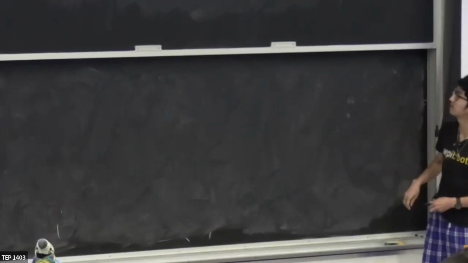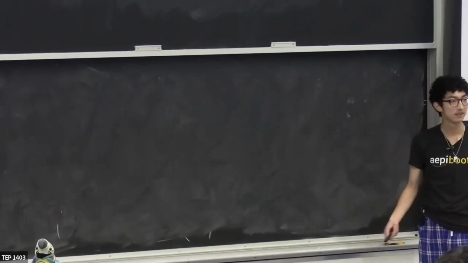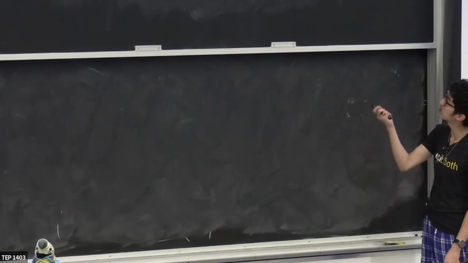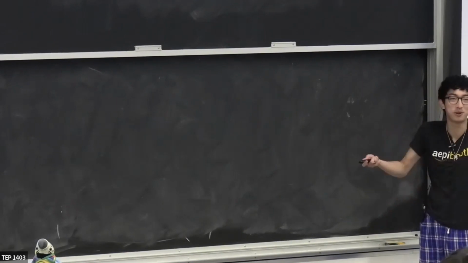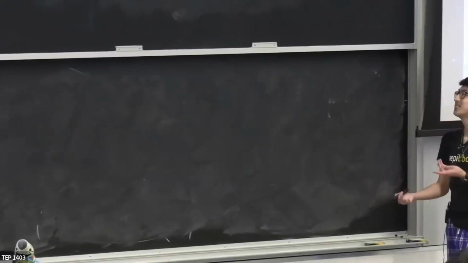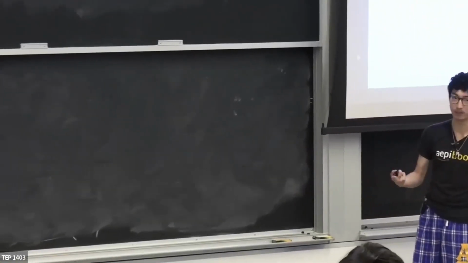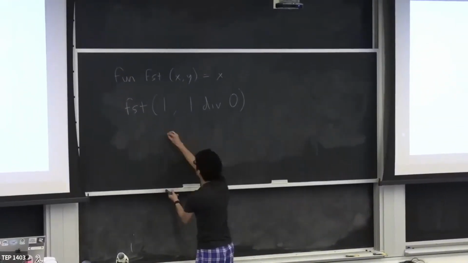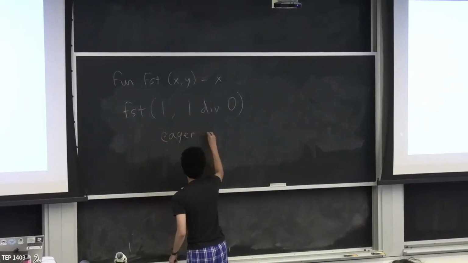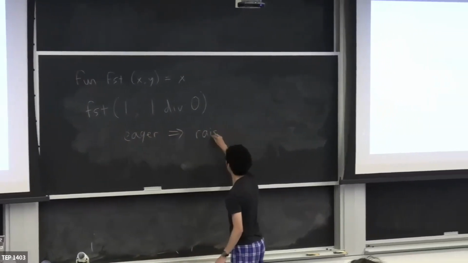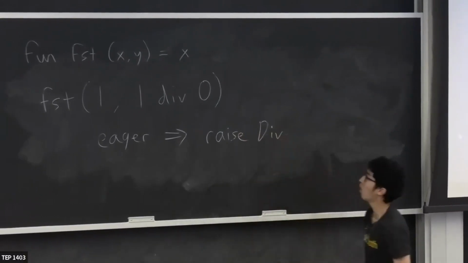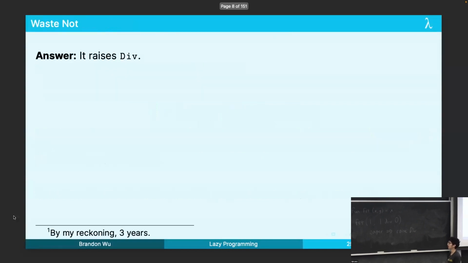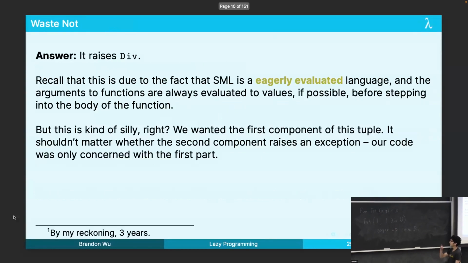It raises div. Absolutely. Why? Why does it raise div? Because eager evaluation. But isn't that kind of silly? I asked for the first projection of this tuple, and this tuple has 1 in it. I know it's 1. Why can't I get 1? Well, this is how SML plays the rules, but it's not the only way to play the rules. So you're absolutely right that eager evaluation is going to imply that we get raised div, right? But we're not always going to have that behavior depending on how we decide to structure things, okay?